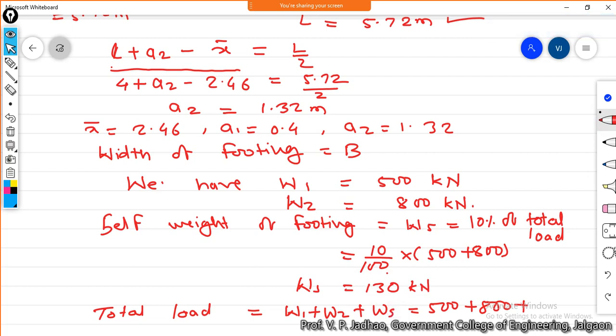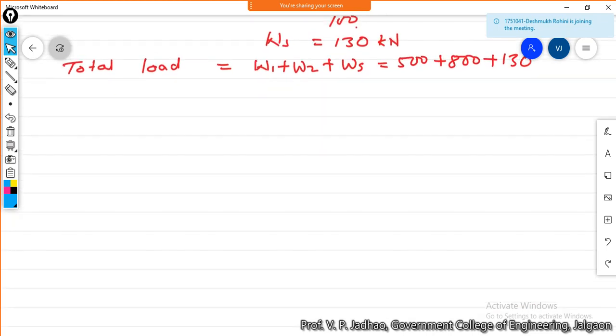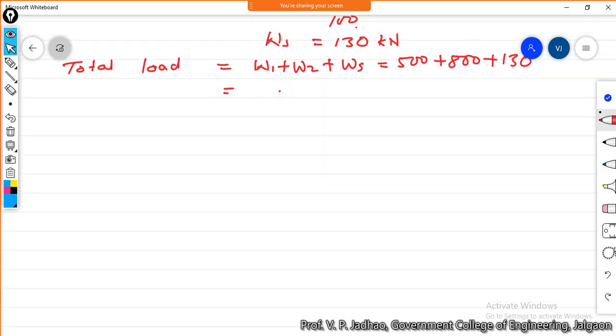So Ws is equal to 130 kilonewton. Therefore total load will be equal to how much? This will be 1430 kilonewton.